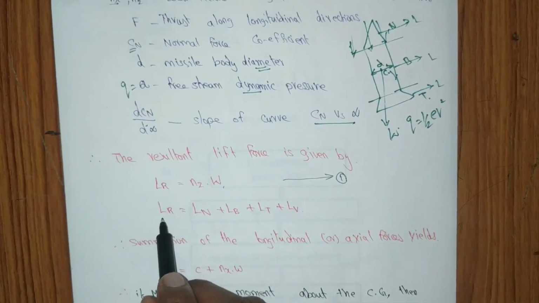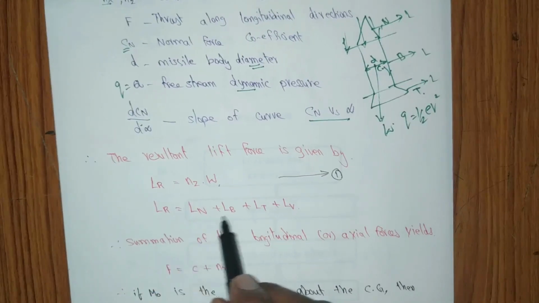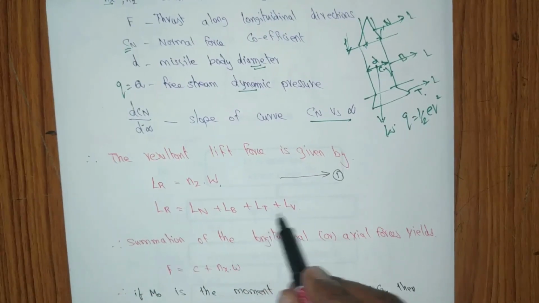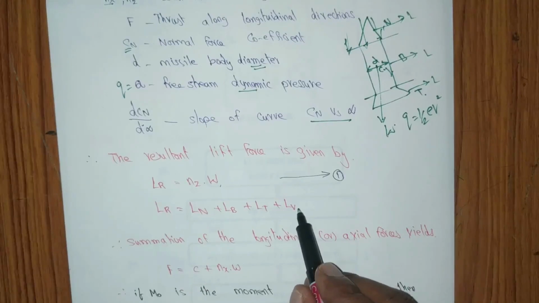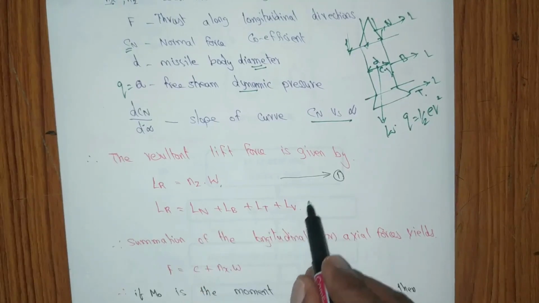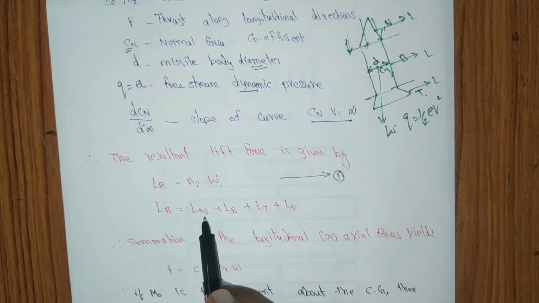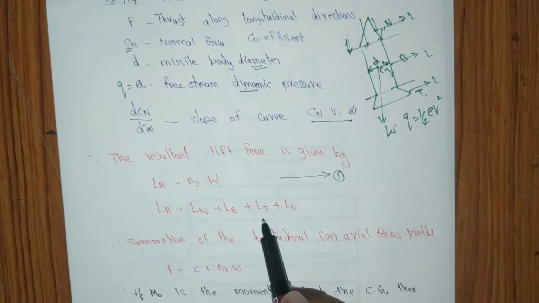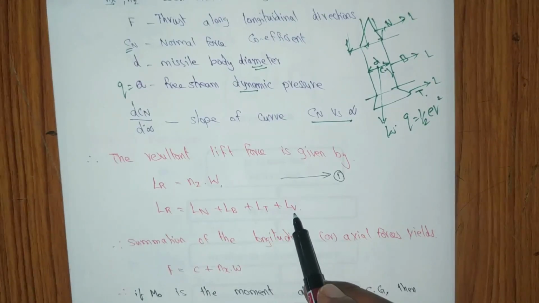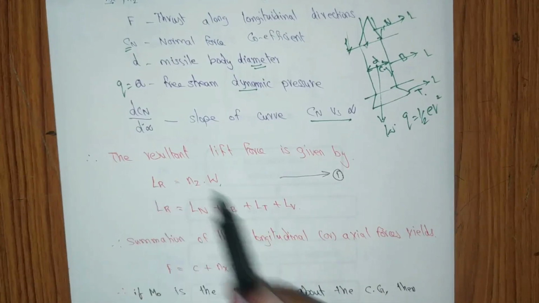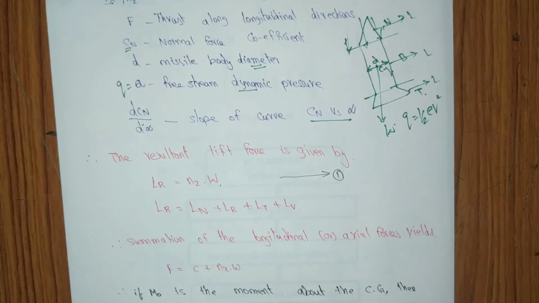And we can also say the resultant is due to the nose, body, tail and velocity vector, right? So we have the normal component due to the thrust vector. These are the four components. Lift is the resultant vector. We have to include all the nose lift, body lift, tail lift, as well as the normal component of the thrust vector, for the entire resultant lift coefficient.